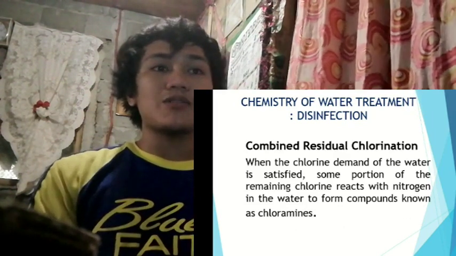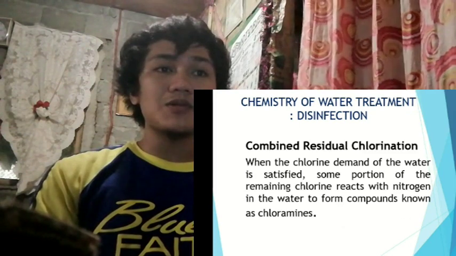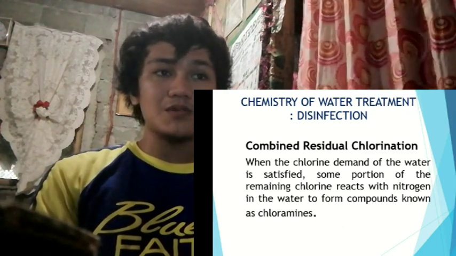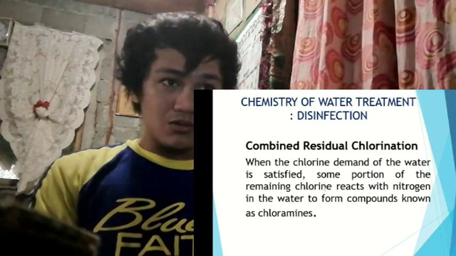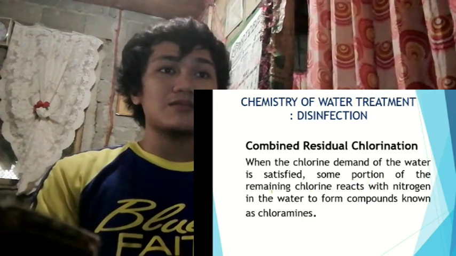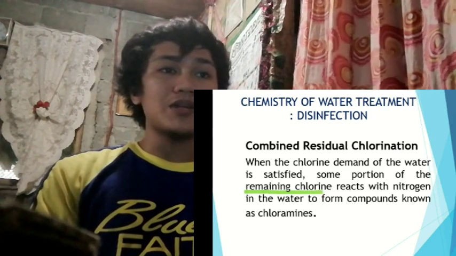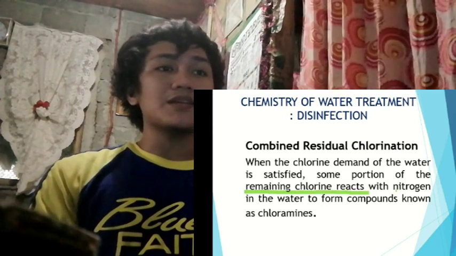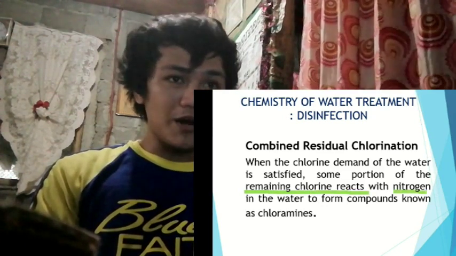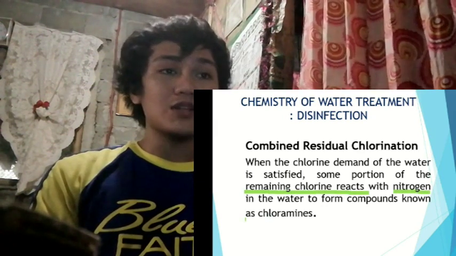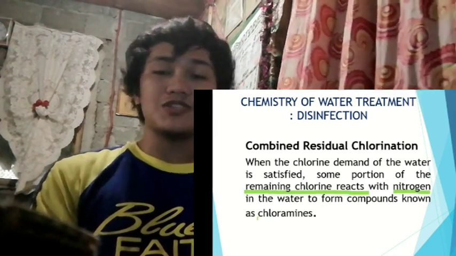Combined residual chlorination. Combined residual chlorination practice involves the application of chlorine to water in order to produce, with natural or added ammonia, a combined available chlorine residual and to maintain that residual through part or all of a water treatment plant or distribution system.